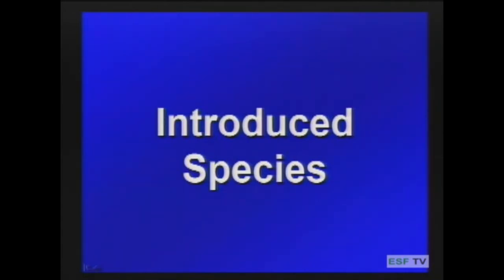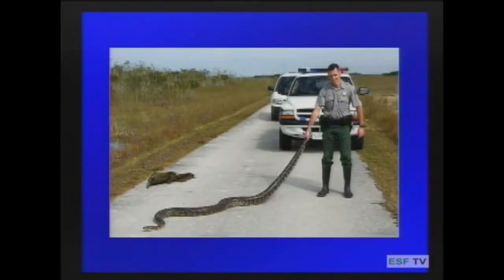Introduced species are a close second. We are moving species around at incredible rates as we move goods in this new global economy. We do this intentionally, we do this unintentionally. This is the case of the Burmese python in the Florida Everglades, a species that I don't think anybody wants. These are basically escaped pets that have not only survived, they're reproducing in the Everglades, and they're not necessarily going to be restricted to the Everglades. They have the potential to spread all over the southeastern United States.